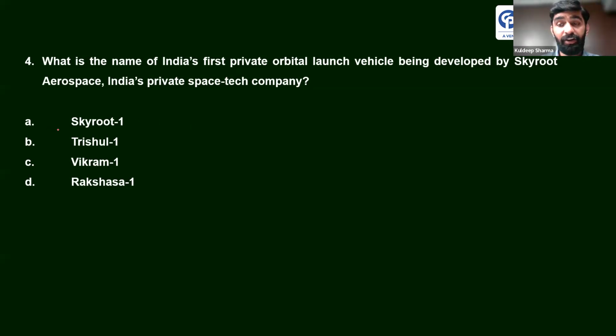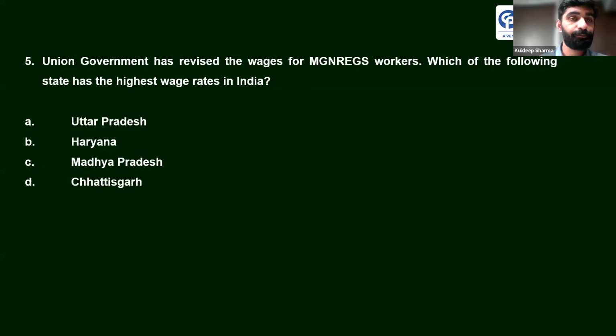So is it named Skyroot 1? Is it Trishul 1? Is it Vikram 1? Or is it Rakshas 1? Answer here is C, Vikram 1. Vikram 1 would be the name of the first private orbital launch vehicle to be developed by Skyroot Aerospace.